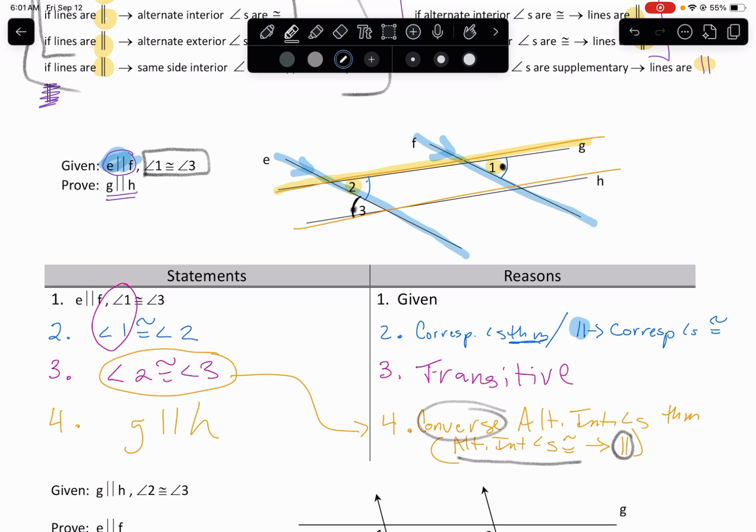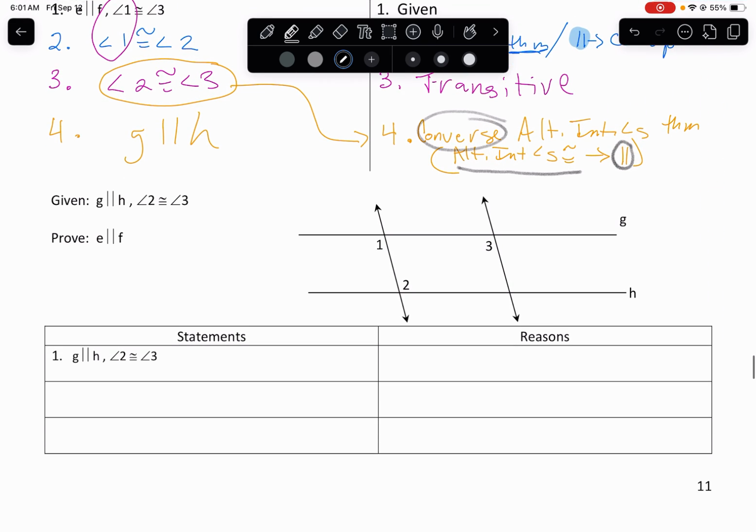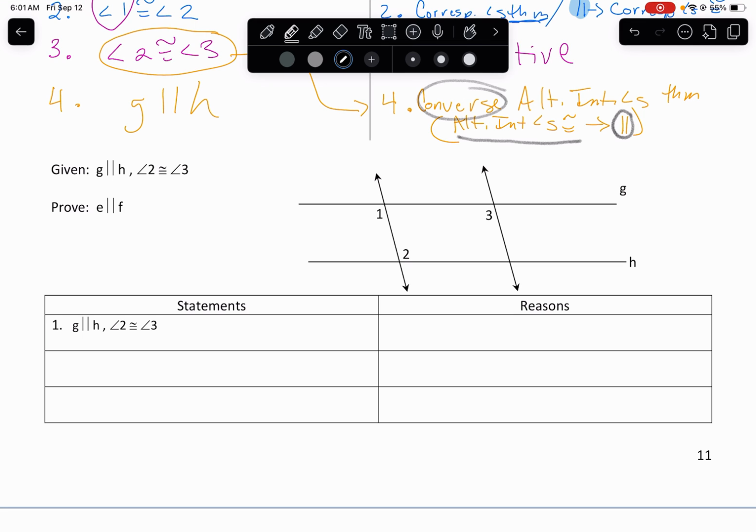So I'm going to go through and do the next one. So this one's kind of the reverse of what we just did. We are given that line G is parallel to line H, and your copy should be fixed. You should have E and F here. I, for some reason, did not resave this PDF like I thought I had.